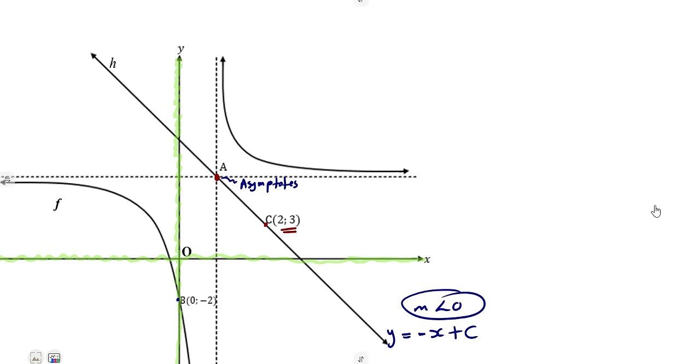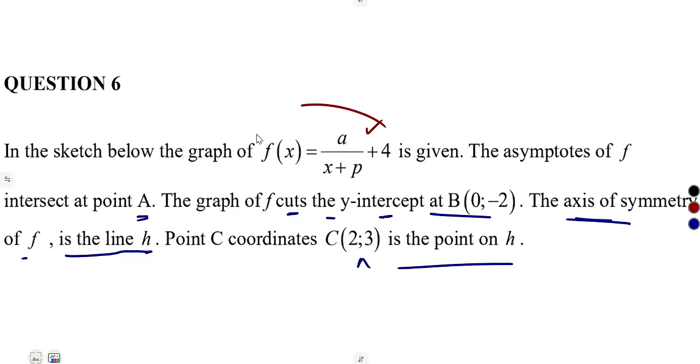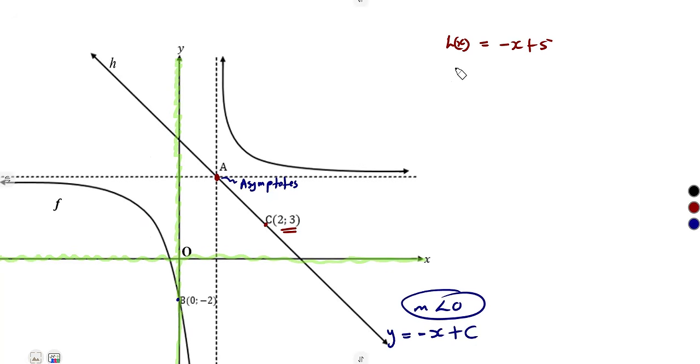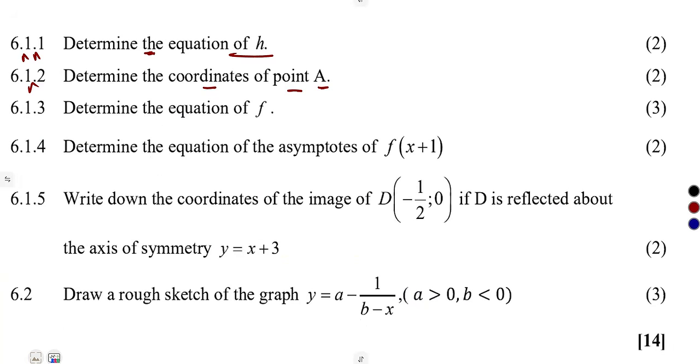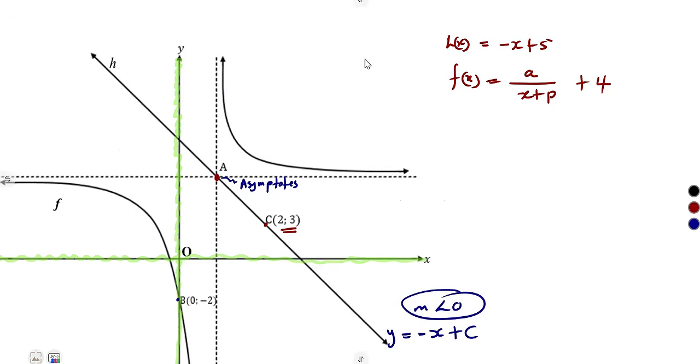Since we have got two things so far to consider, our h(x), which is equal to minus x plus 5, and also the original function, I mean f(x). Remember that our f(x) is given as a over x plus p, plus 4. They want us to determine the coordinates of A, which is part of our asymptotes. A is for the asymptotes. So for that point, we need to have the x value for the asymptotes and also the y value.